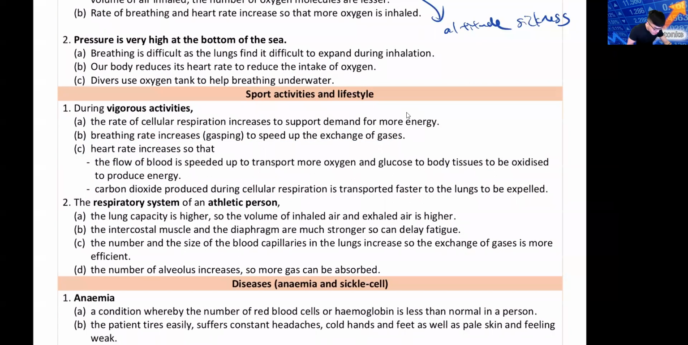So why does your heart rate increase? Here's the thing. Your heart rate and your breathing rate work together. When you breathe heavily, your heart will also pump harder. So why pump faster? Because your heart needs to flow more blood, to speed up the transport of more oxygen and glucose to body tissue to be oxidized and produce energy. Carbon dioxide produced during cellular respiration is transported faster to the lungs. Your blood is going faster to carry more oxygen to your cells and to take more carbon dioxide away from you. You are doing exchange faster than usual because you are doing exercise.